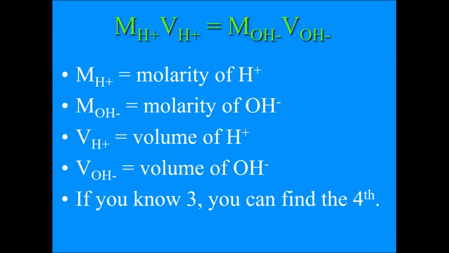The formula we use: molarity of acid and volume of acid multiplied together would be equal to molarity of base and volume of base multiplied together. You can notice where we see hydrogen ions, it means it's an acid. So acid molarity times volume of acid equals molarity of base times volume of base. So there are four quantities: 1, 2, 3, 4. If you have been given three, the fourth one you can calculate.